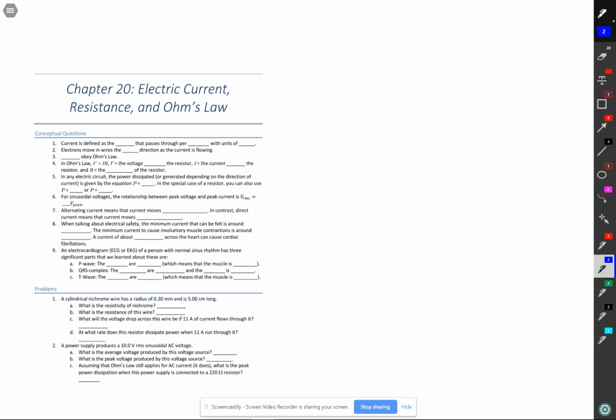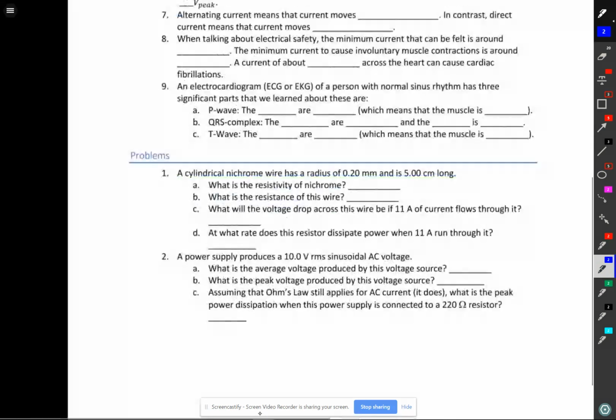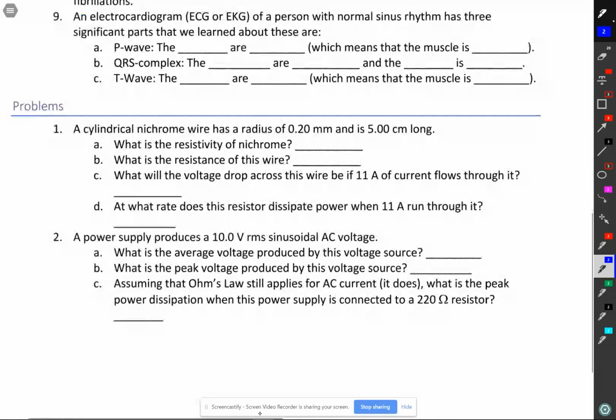Okay, looking at chapter 20, the worksheet with solutions. Now we're looking at electric current, resistance, and Ohm's law. So we have two questions here, two problems.